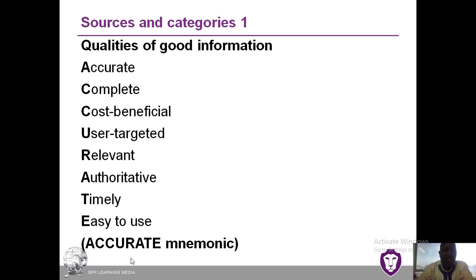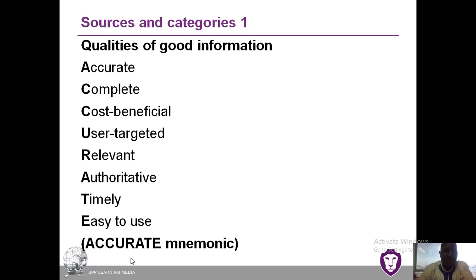The cost is just too high for the kind of information you're looking at. So in an organization, we must compare the cost of providing information to the value of the information that is provided, and we have to make sure that the cost is always less than the value for that information to be cost beneficial. Number four, information must be user targeted.